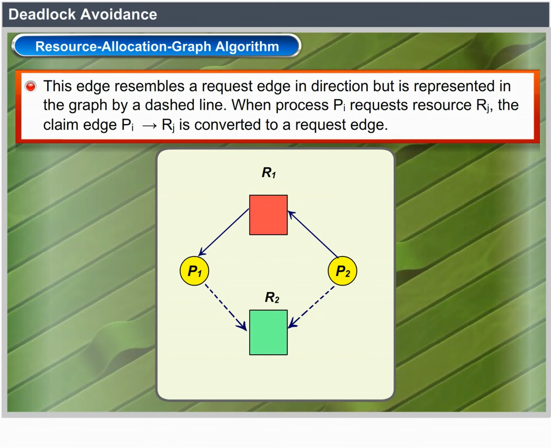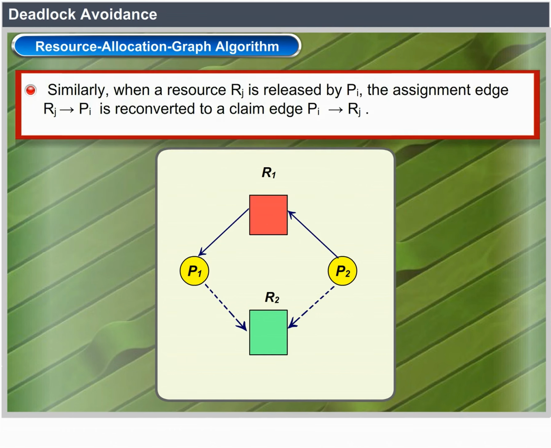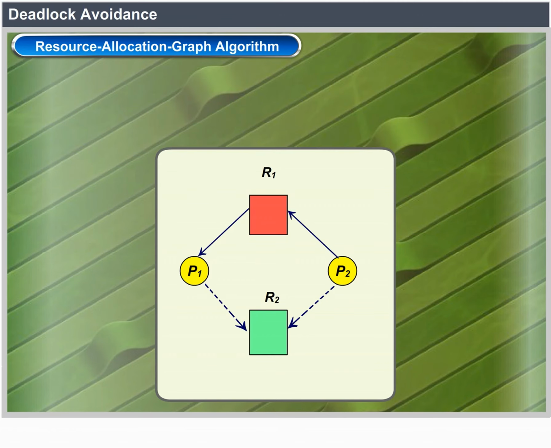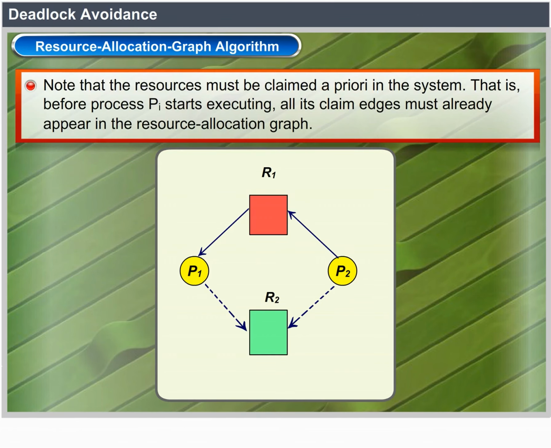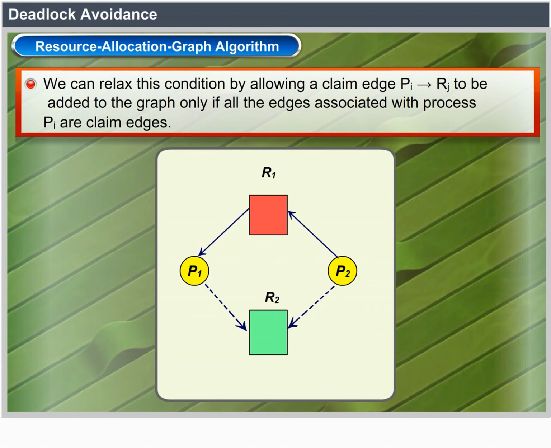Similarly, when a resource Rj is released by Pi, the assignment edge Rj leads to Pi is reconverted to a claim edge Pi leads to Rj. Note that the resources must be claimed a priori in the system. That is, before process Pi starts executing, all its claim edges must already appear in the resource allocation graph. We can relax this condition by allowing a claim edge Pi leads to Rj to be added to the graph only if all the edges associated with the process Pi are claim edges.